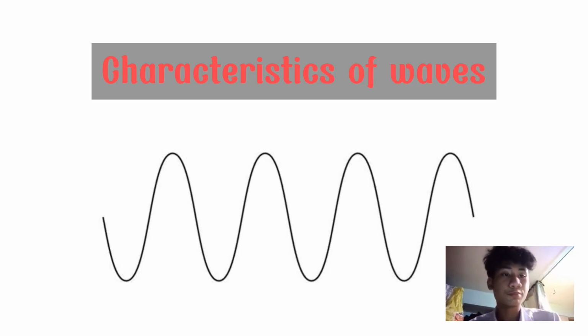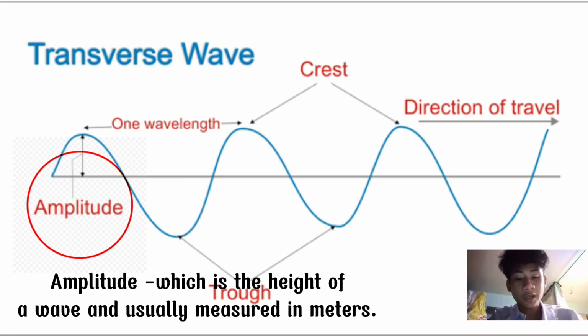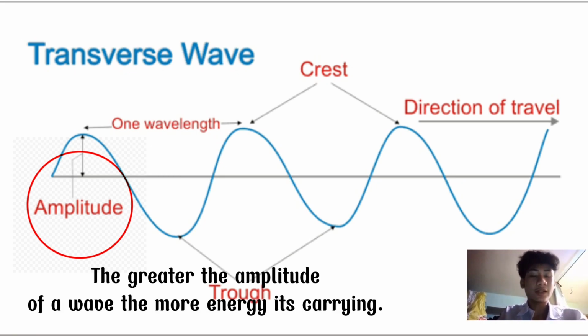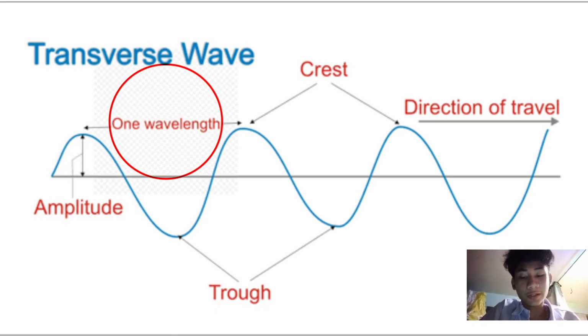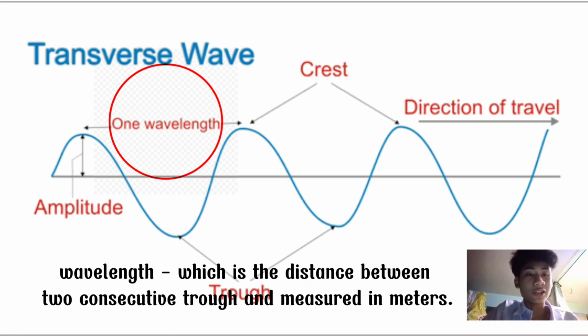For you to understand the behavior of EM waves, here we have the characteristics of a wave. Amplitude, which is the height of a wave, and usually measured in meters. The greater the amplitude of a wave, the more energy it's carrying. Another characteristic of a wave is wavelength, which is the distance between two consecutive troughs and measured in meters.